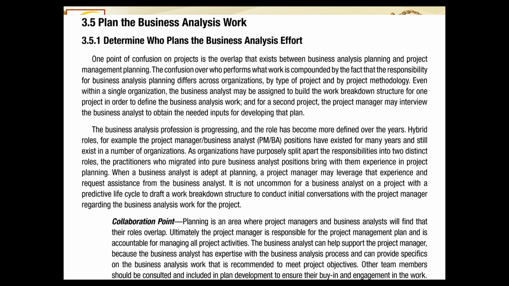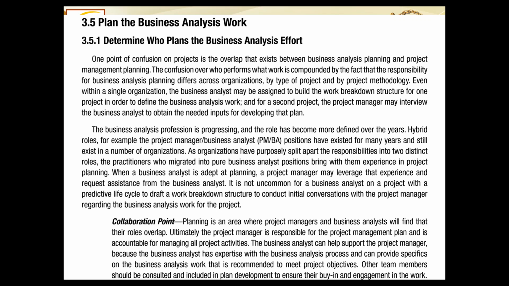The business analysis profession is progressing, and the role has become more defined over the years. Hybrid roles, for example, the project manager business analyst position, have existed for many years and still exist in a number of organizations. So still there are many organizations who consider the project manager as a business analyst. As organizations have purposely split apart the responsibilities into two distinct roles, the practitioners who migrated into pure business analysis positions bring with them experience in project planning.